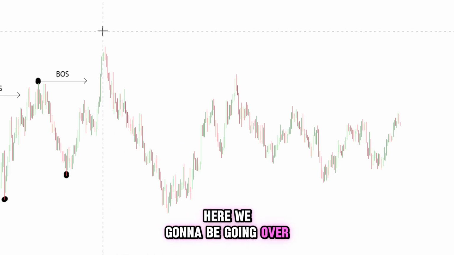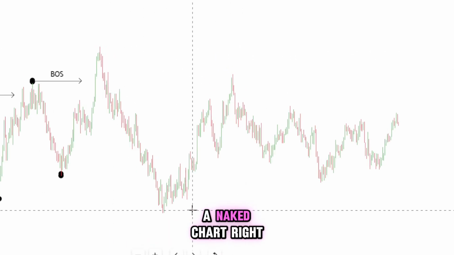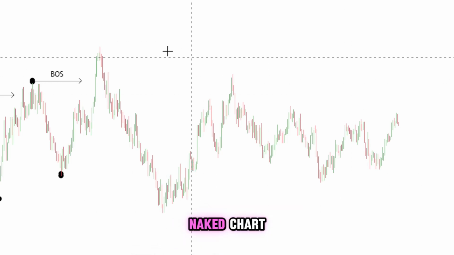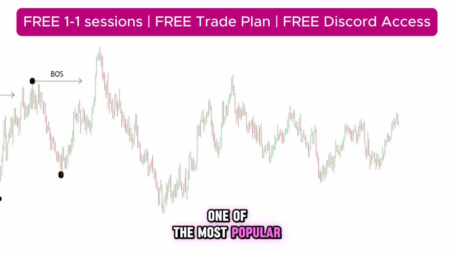Here we're going to be going over one of the most important topics, which is essentially marking out a naked chart. How can you mark out this naked chart? So here I have the EUR/USD chart in front of us, one of the most popular price action pairs, right? Every time I mark out a chart, I understand and look at four things.